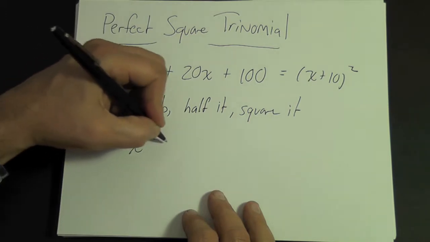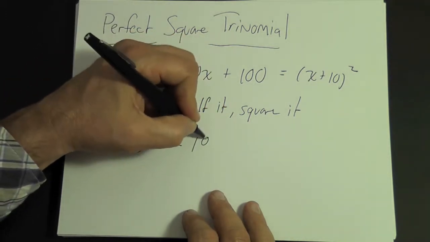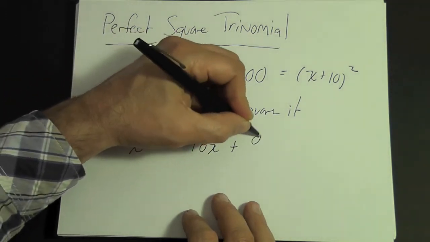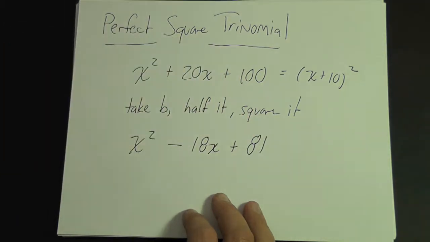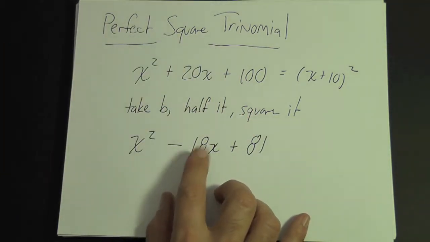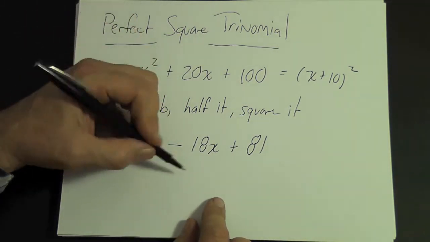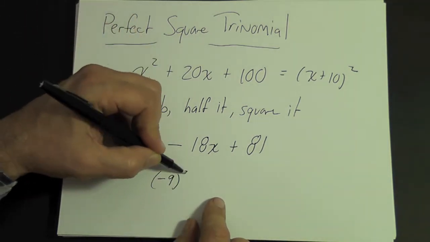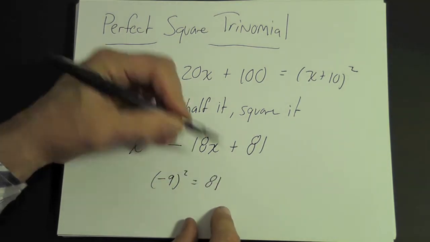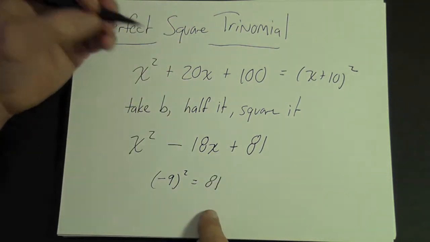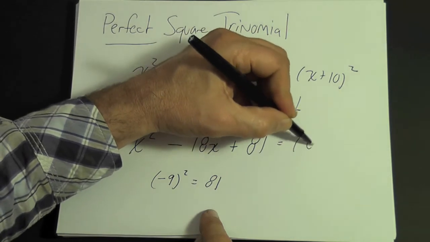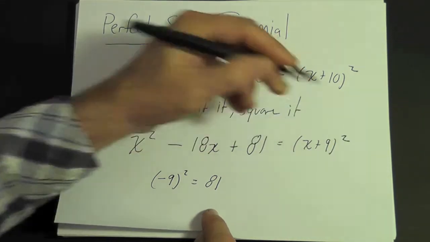Let's try another example. Is this a perfect square trinomial? Let's think. b is negative 18. Half of minus 18 is going to be a minus 9, and if you square a minus 9, you get a positive 81. So this, in fact, is a perfect square trinomial as well, and that's going to be x plus 9 squared.